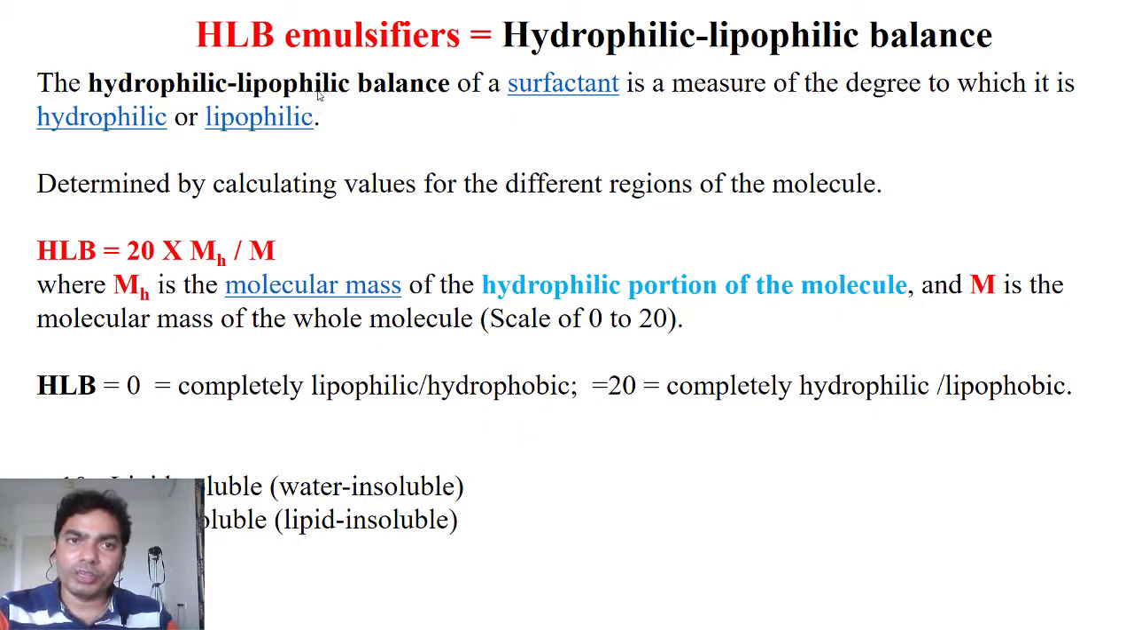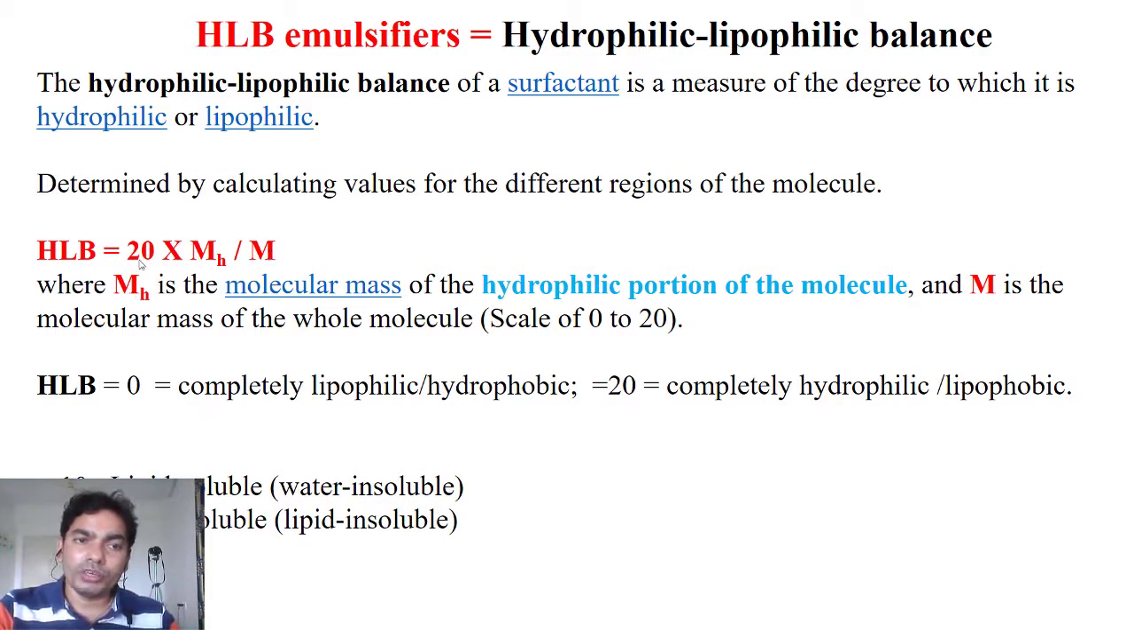So the hydrophilic-lipophilic balance of a surfactant is a measure of the degree to which it is hydrophilic or lipophilic. The HLB will tell you whether this chemical or this cream is hydrophilic or lipophilic by their degree, by their number scaling. It is determined by calculating a value for the different regions of the molecule. So HLB is 20 × mH / m.